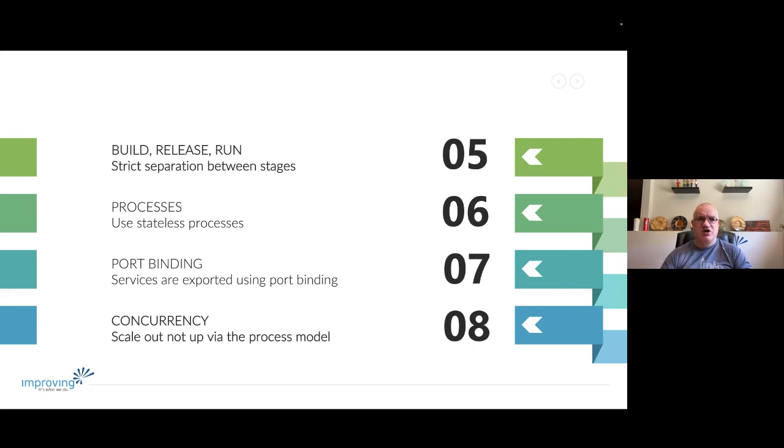Okay, and finally, number 8 here is around concurrency, right? And again, this talks a little bit to the processes from before, but our method for scaling is really around scaling the number of processes, not around scaling capacity within a single process.